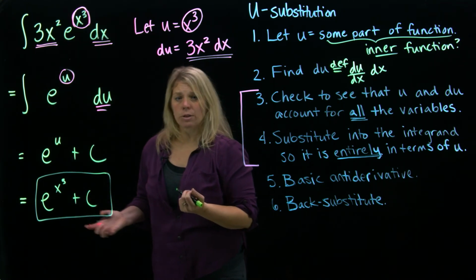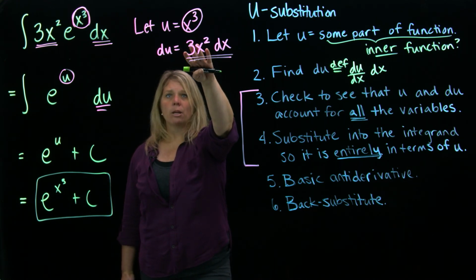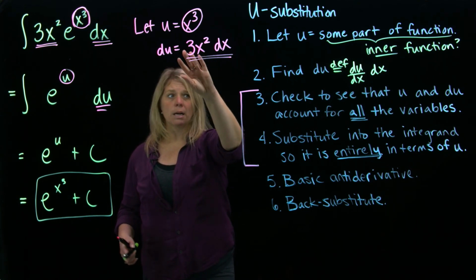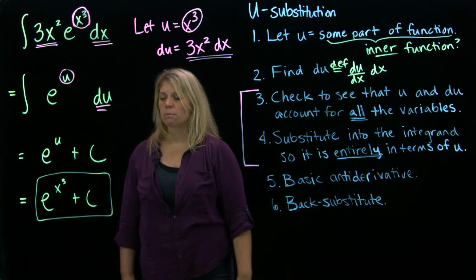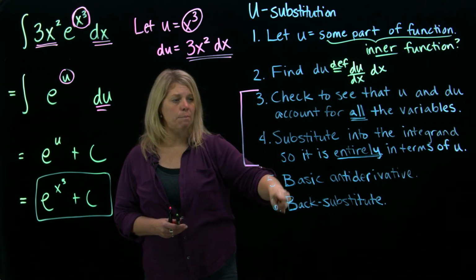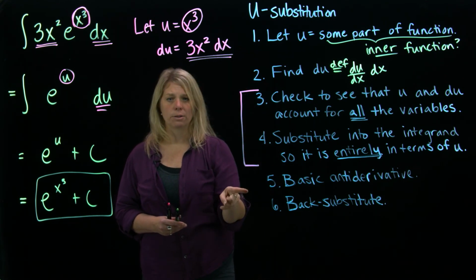So this was a pretty straightforward example. There wasn't anything too complicated in managing my u and my du. We'll look at some more examples where there's a little bit more to the middle part here. I'm going to get rid of all these words over here so we have room to work out some more examples. These are the key steps that we'll use every single time. We'll talk about these, but I won't have these up here when I do the more examples.